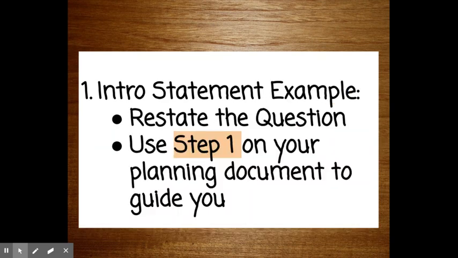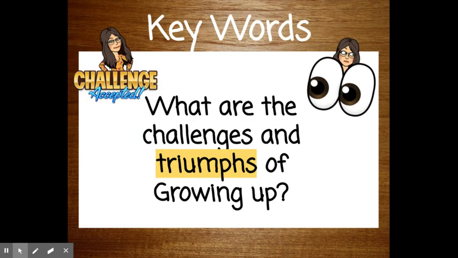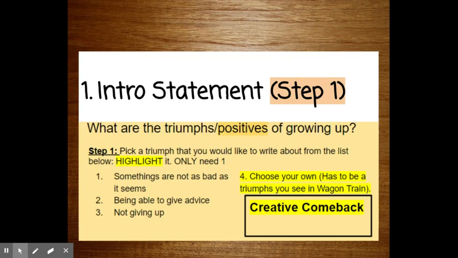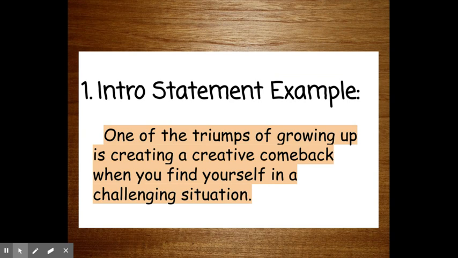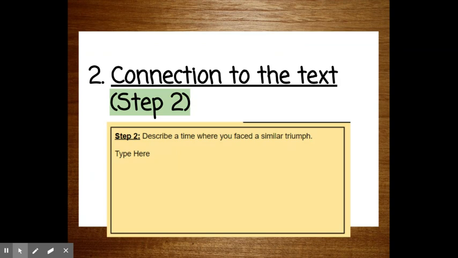So remember the intro statement, you want to restate the question and use step 1 on your planning document to guide you. So for an example, just remember that what we're focusing on now is the challenges and triumphs of growing up. The example that I'm going to use is: one of the triumphs of growing up is creating a creative comeback when you find yourself in a challenging situation. Okay, so I restated the question, what are the triumphs of growing up? And then I used step 1 and put creating a creative comeback when you find yourself in a challenging situation. So let's look at the connection to the text piece.